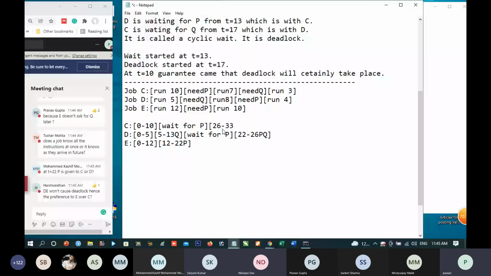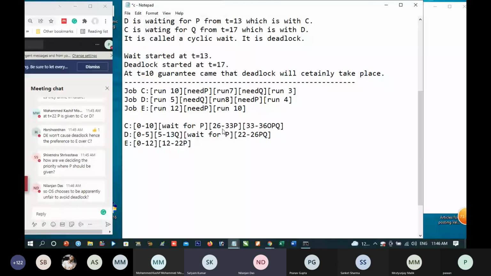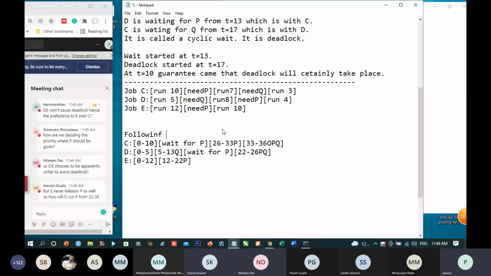to 33, it would be running with P. And from 33 to 36, it would be running with P and Q both. Following is done using Banker's algorithm.